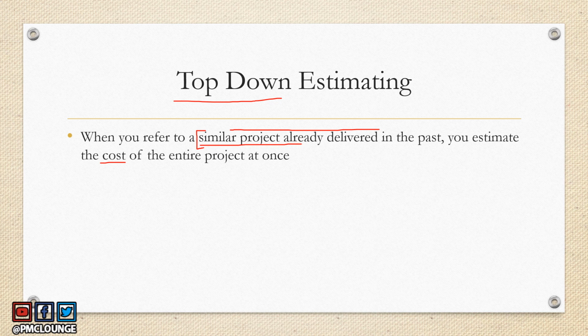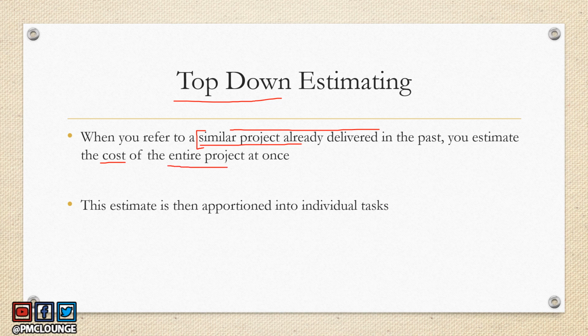So this is the analogous estimating technique. Why is it being called top-down? Because you are estimating the entire project at once. You're not estimating individual tasks or individual activities. You're estimating the entire project at once. And then this entire estimate is apportioned to individual tasks. So you have a certain value at the top, which is being apportioned to several other tasks, right? Individual tasks of the project. And that is why this is known as top-down estimating.